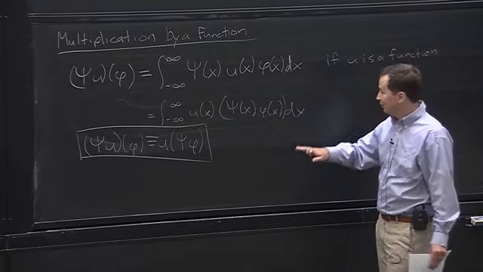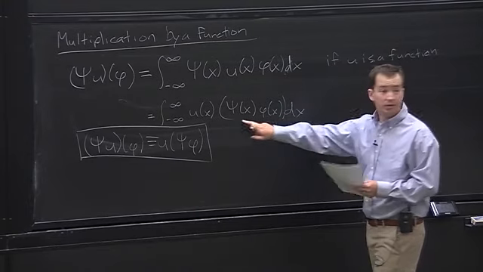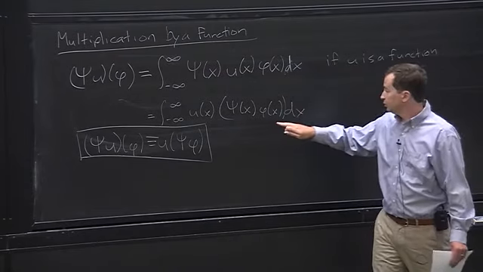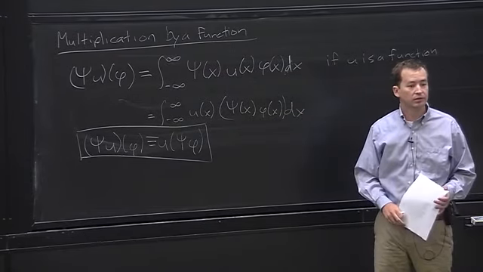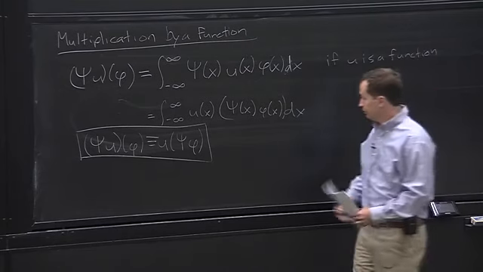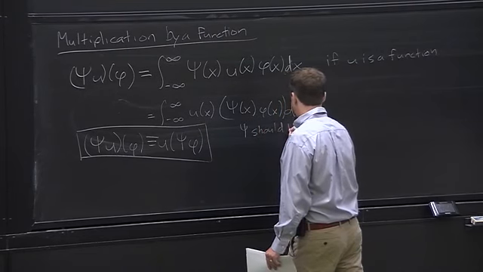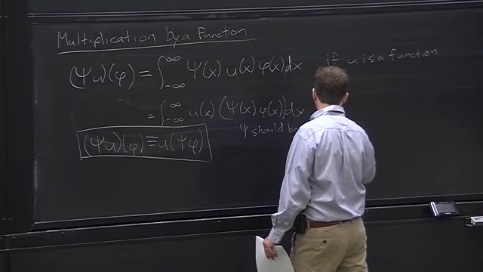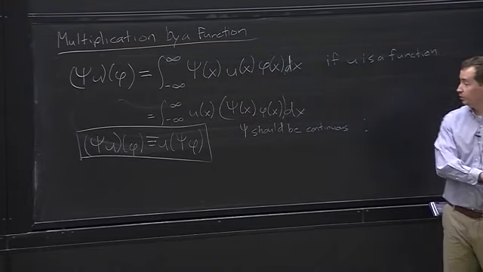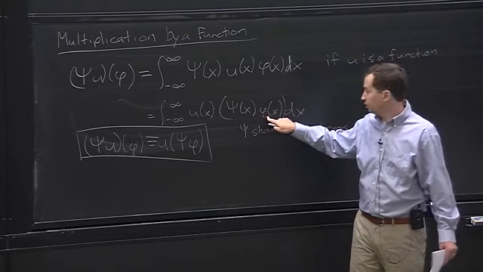For this to make sense, what we need to check is that psi times phi is a test function. So what conditions will we need to impose on psi for that to be true? Continuous? Continuous, yes. So we want psi to be continuous. Is that enough? Compact support. Continuous. Compact support. So compact support would certainly ensure that this is a test function.